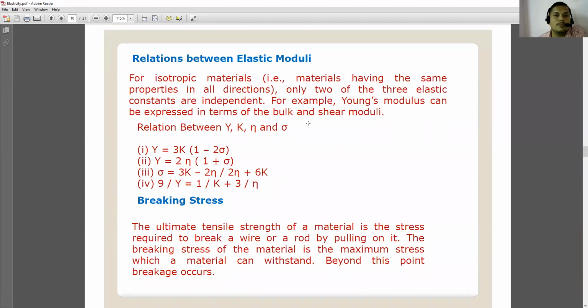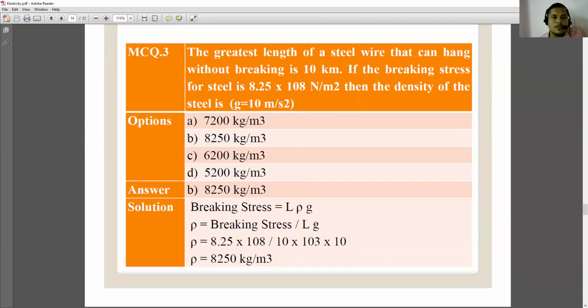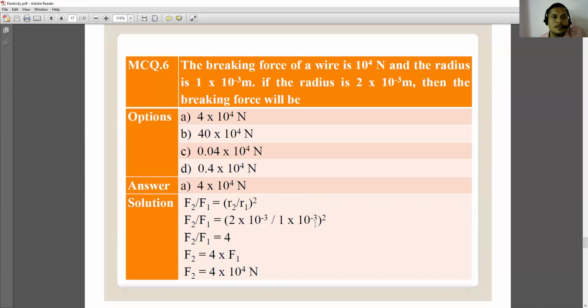Then relations between elastic moduli. That means the relation between Y, K, η and σ, that is Young's modulus, bulk modulus, modulus of rigidity, and Poisson's ratio. Then breaking stress. Breaking stress means beyond this point breakage occurs. We can stretch the wire up to a certain limit; beyond that, it breaks. And of course, the MCQs or numericals related to this.